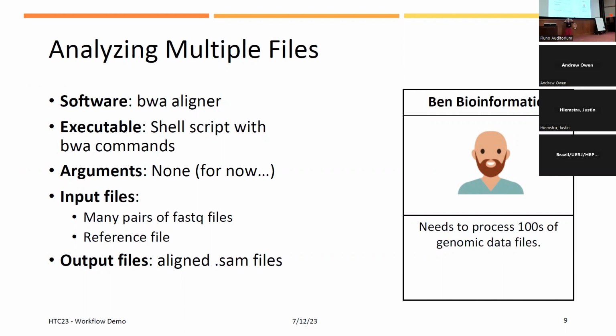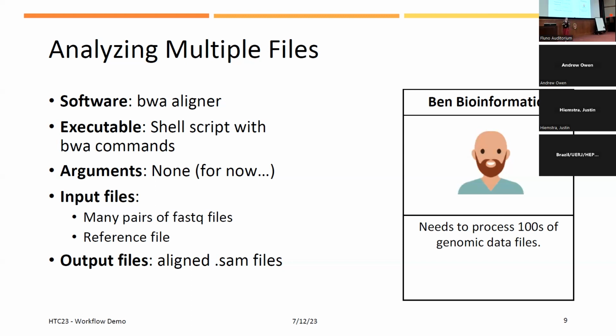So my software environment needs to include this specific program, BWA. My executable needs to include those commands that I want to run, the BWA commands. This is something maybe I've downloaded and installed on my own computer. I've run it a little bit, so I know what those commands are. We'll worry about the arguments in a minute.